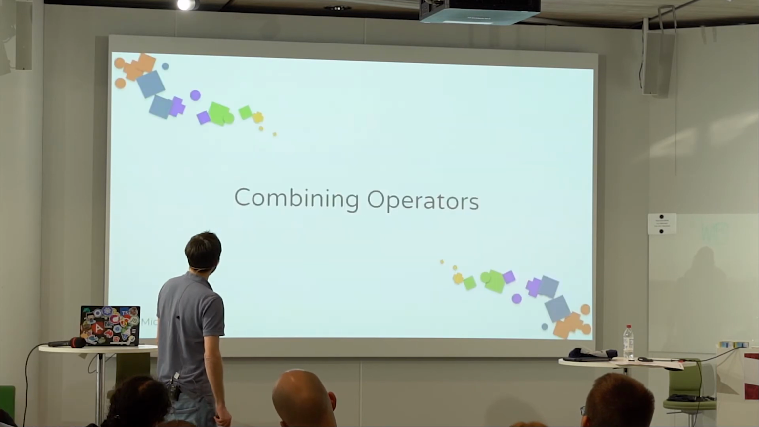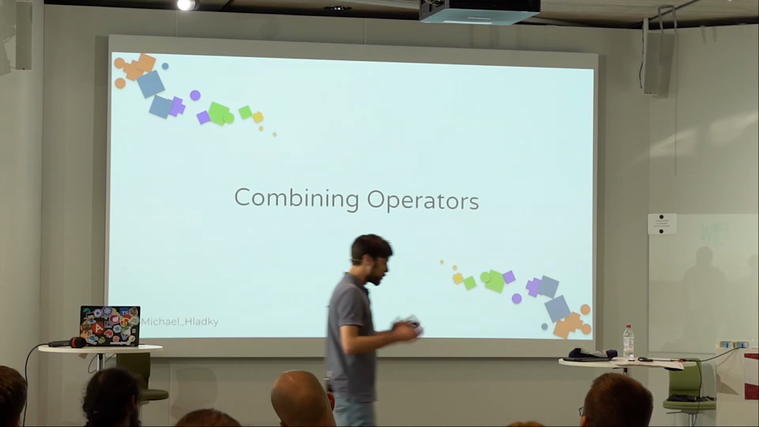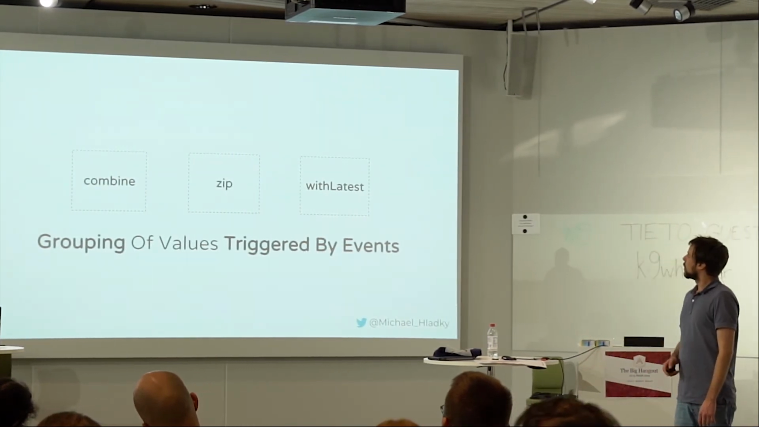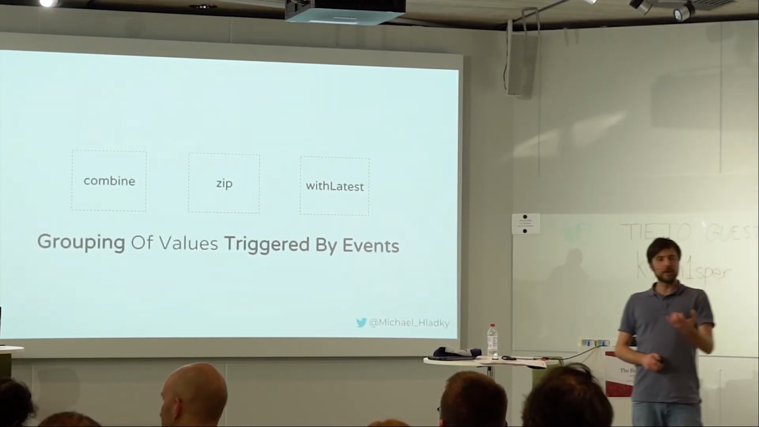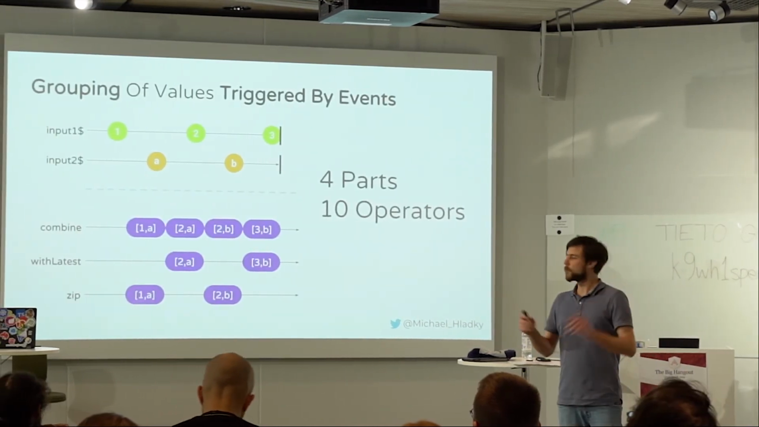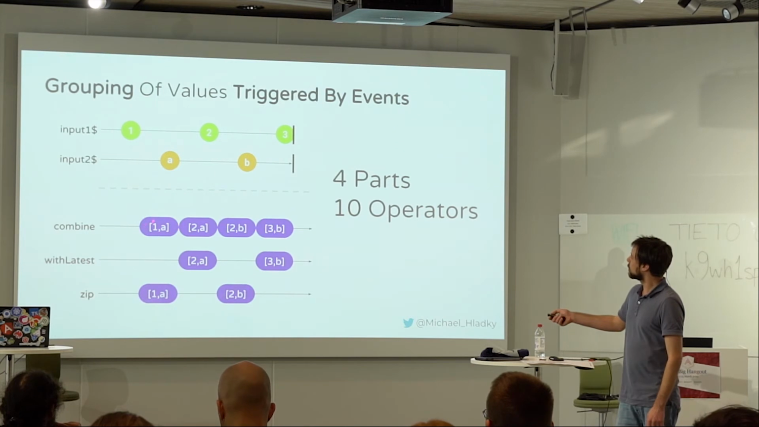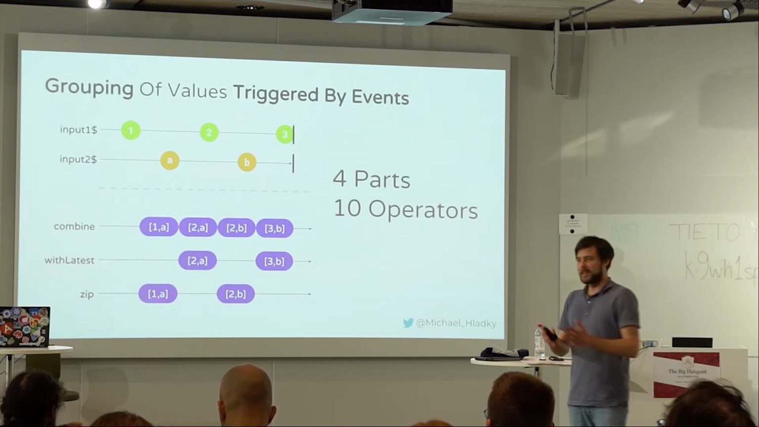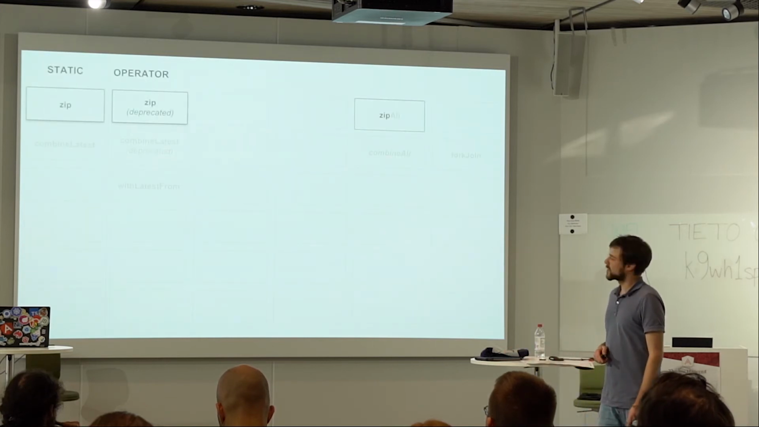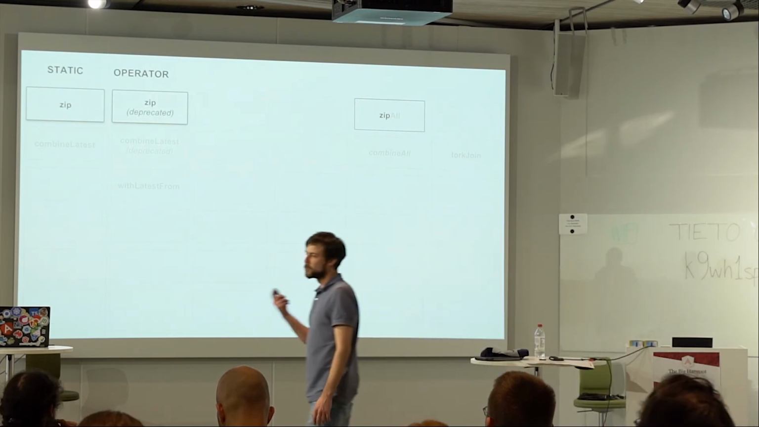Perfect, let's switch to the second chapter, which is called combination operators. And here I again have 4 different operators, or 3. And all those combination operators group values based on some trigger event. Let me give you a quick overview. We have combine latest and zip, and as you can see, they always emit groups of values, but the trigger is different. Let me first explain zip, and then you maybe will realize what I mean with trigger.